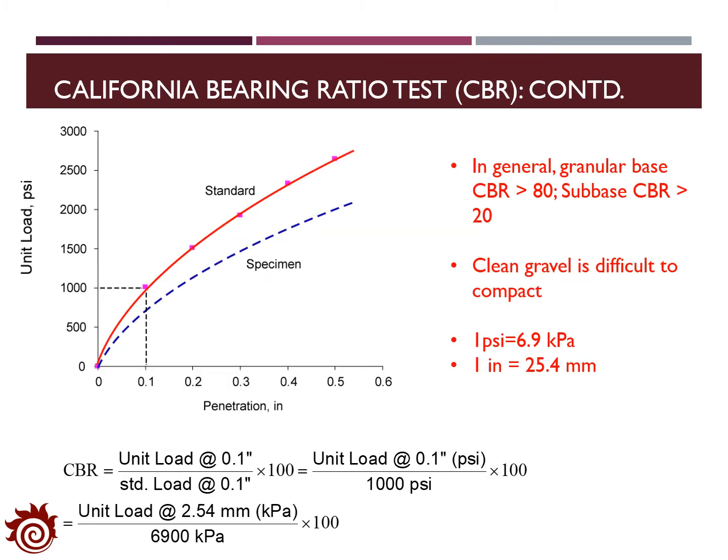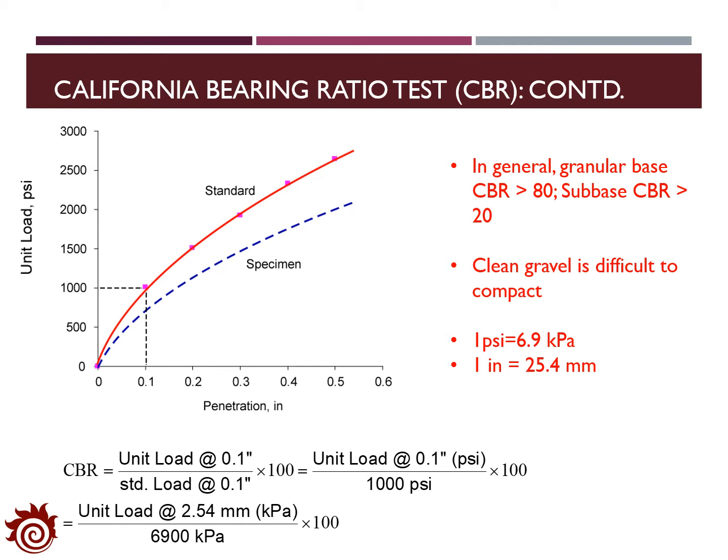The figure here shows the result from the CBR test. It will actually measure the unit load applied to the specimen under different penetration. The red line here shows the result for the standard materials, while the blue line is the specimen, which we shall observe from the test. In general, the result about the specimen should be lower than the standard material.